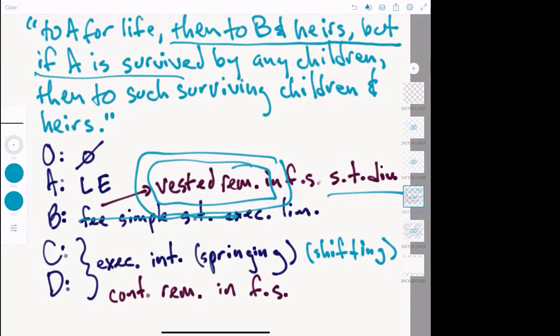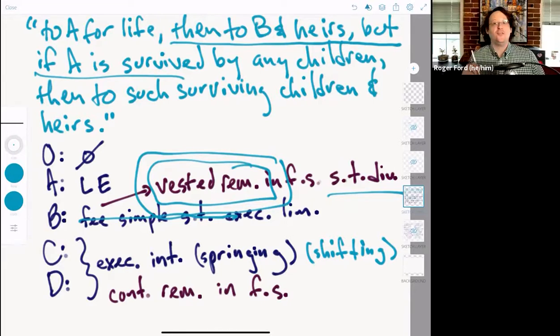If the wording was in a different order, would it then be contingent? Yes. So if it was to A for life, and then if A is survived by any children, to such surviving children and their heirs, otherwise to B and her heirs, that would be a contingent remainder instead of a vested remainder subject to divestment. So yeah, ultra formalist, kind of pointless, right? But different when we get to the rule against perpetuities.